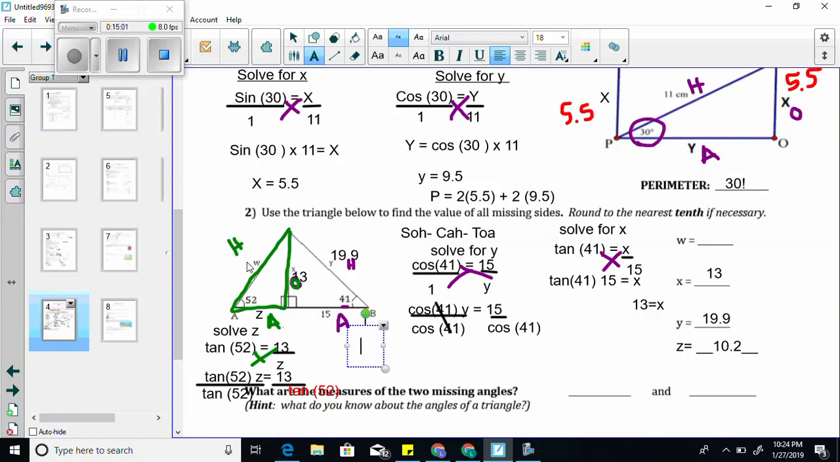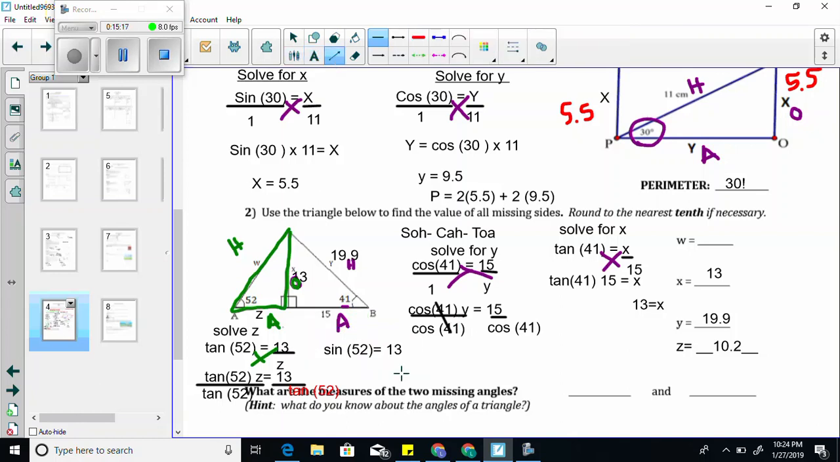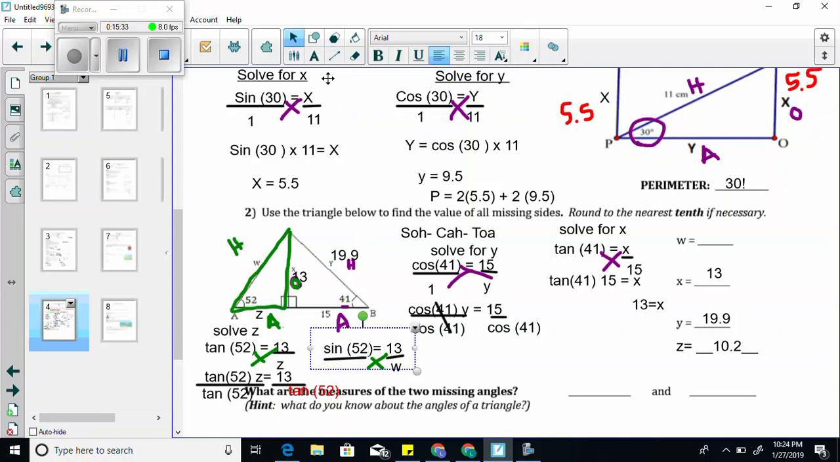So I'm going to do opposite over hypotenuse to find this, which is sine. So I'm going to take the sine of 52 equals 13 over my hypotenuse, which is w. Oops, w. And when I cross multiply, boom, boom. And remember, this is over 1. Okay, Miss Cullen stopped writing that. But you're also multiplying this over 1, right?